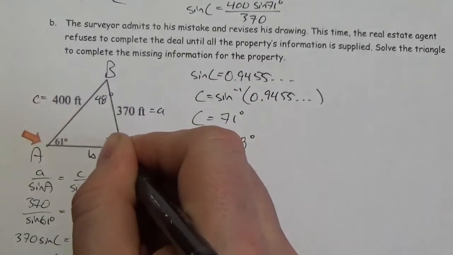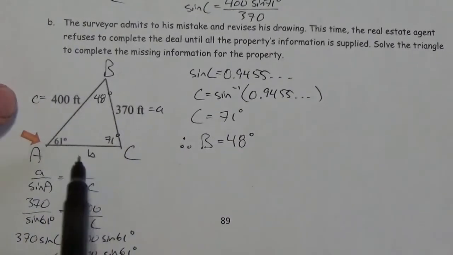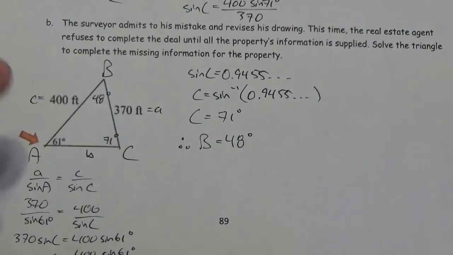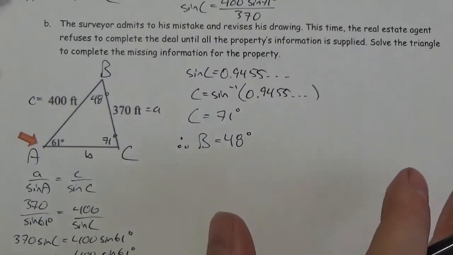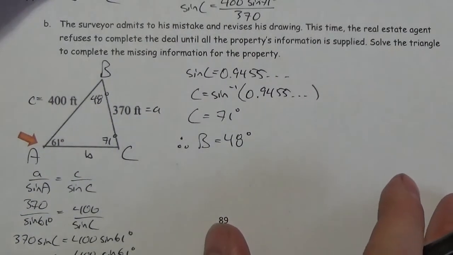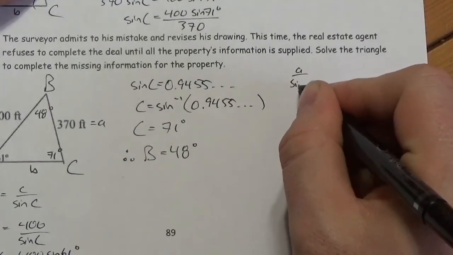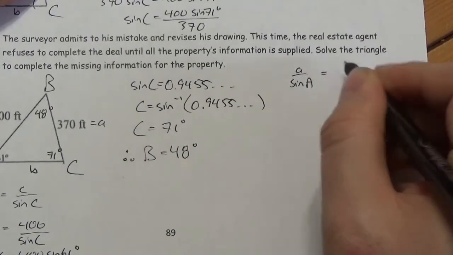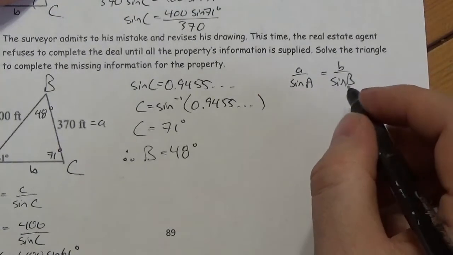I know that that's 48. I know that this is 71. The only thing that I'm missing now is this little side here, b. And I could basically use whatever I want here, but I'm going to go back to the sine law because that's going to use information that I was given right at the beginning here. So I'm going to set this up as a over the sine of A will equal little b over the sine of angle B.